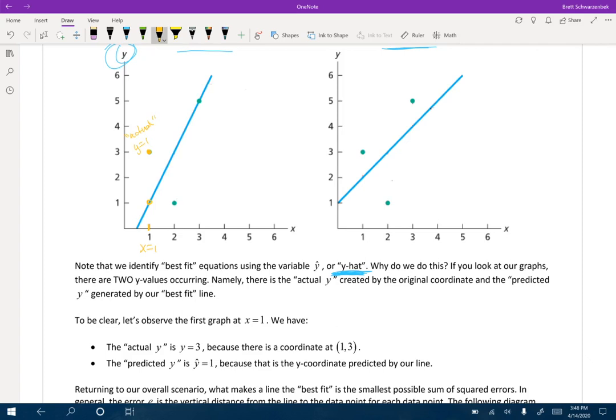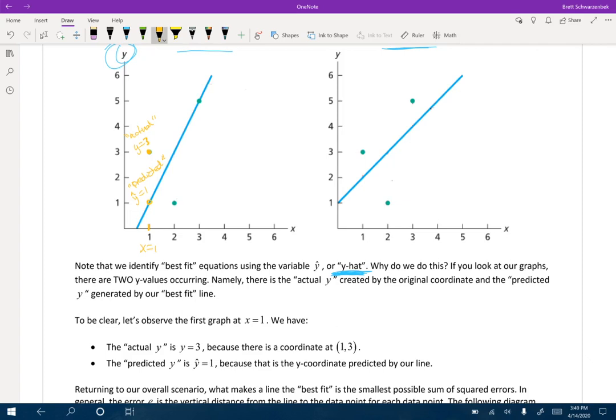And it's at y, and it's y equals 1. But we also have the predicted y, which is going to be, this is 3 by the way, not 1, which is going to be y hat is equal to 1. So in these scenarios, every single time you have a value of x that has a coordinate associated with it, you are going to have two values of y. You're going to have one that's the actual coordinate y, and then you're going to have one that's the predicted value of y, which is on the best fit line.